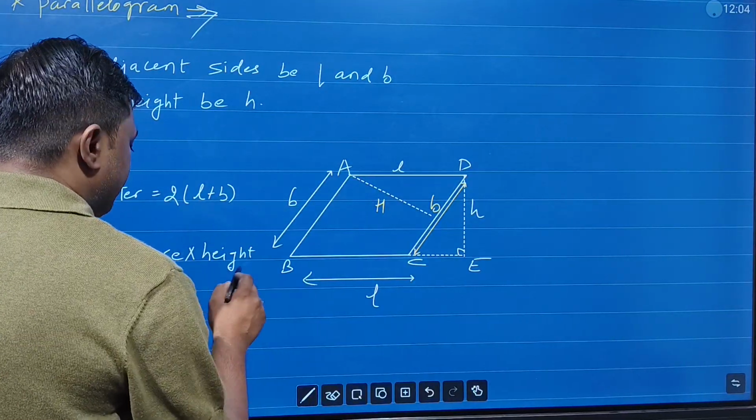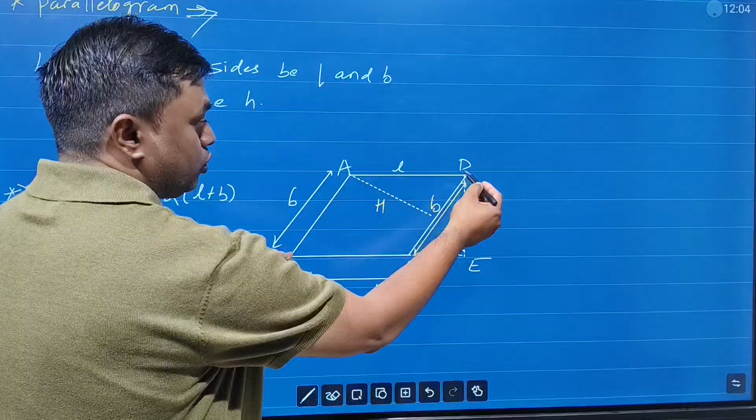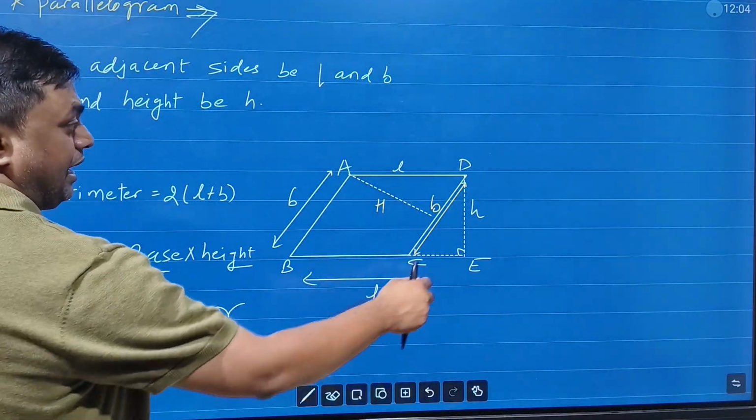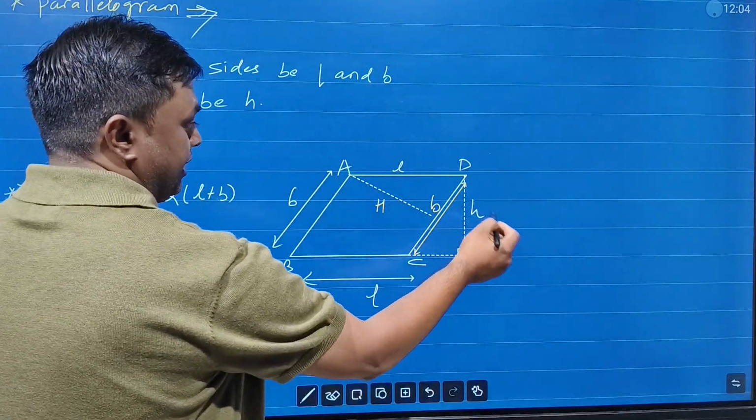So how do you find the area of a parallelogram? Area of a parallelogram is what? Base into height. If you consider this as a base, so this will be the height. Now base is what? L, and height is what? H. A small h. I have taken a small h.